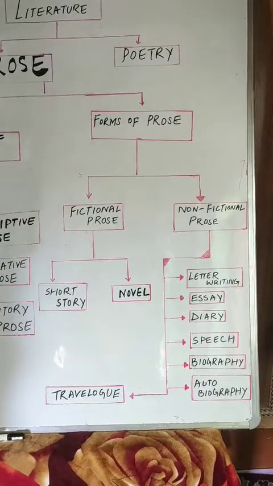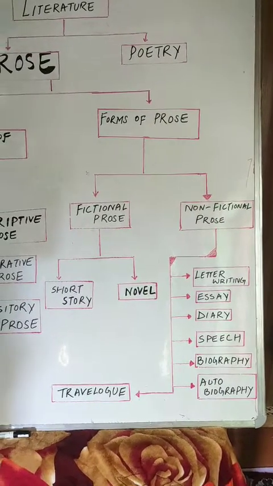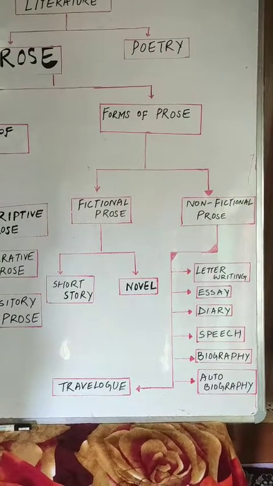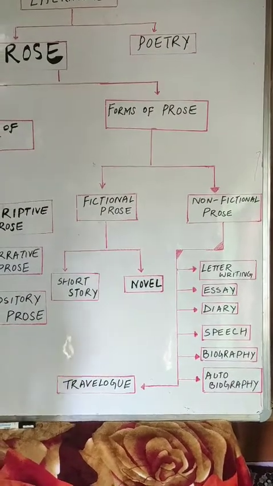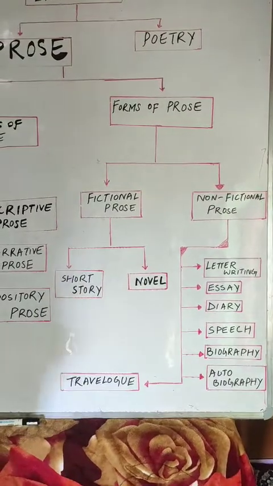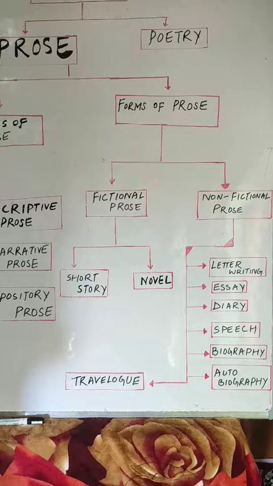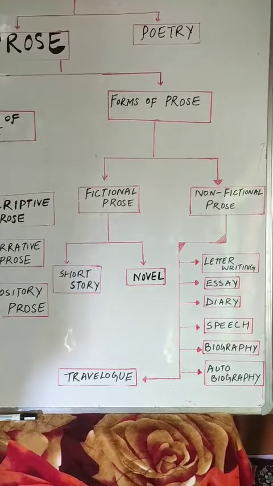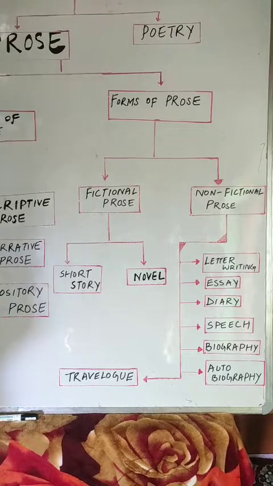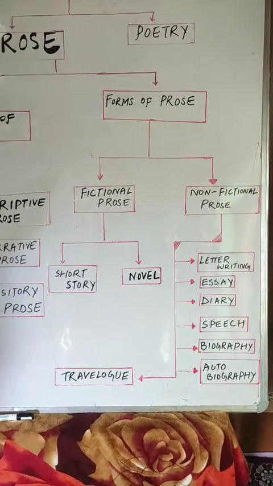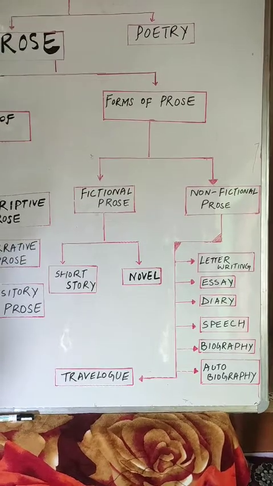Diary is a personal sort of writing about any practical event or day-to-day happenings in one's life. The second is speech. Speech is that form of writing where we address a large number of people, just like your morning assembly. Third is biography. It is writing about some other person, about someone else.